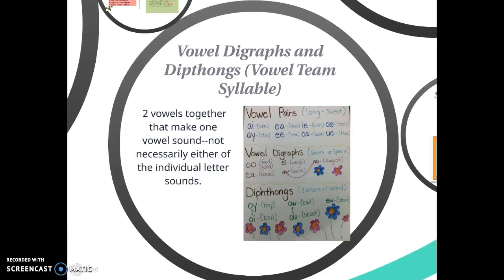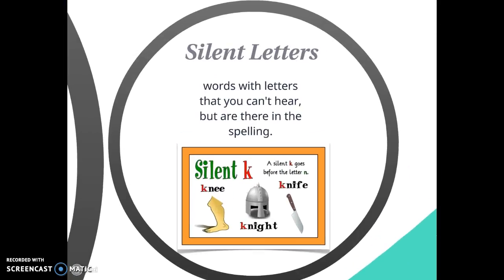Vowel digraphs and diphthongs are 2 vowels together that make one sound, and it does not necessarily have to be either of the individual vowels that you hear. Next would be words with silent letters. These are very difficult for students to remember how to spell because you cannot hear the letters when you say the word. For example, the K in the word knee. Most students forget that whenever they're writing.